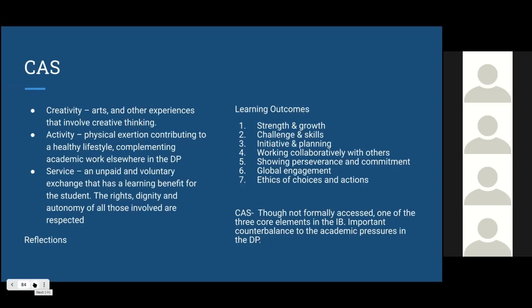unpaid and voluntary exchange that has a learning benefit for the student, with respect for rights and dignity. You would need to go for CAS, and after that you have to write reflections. You also have to take photos and videos, which will be your CAS evidences. And in your reflections, you have to write on 7 learning outcomes, which are on the slide.